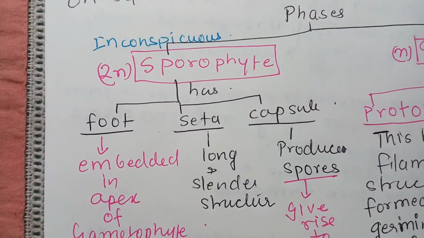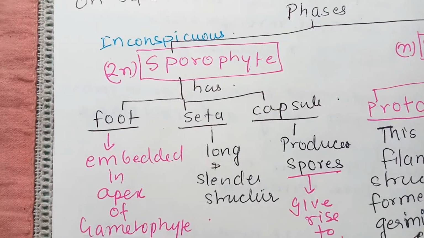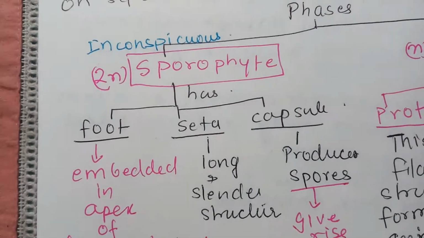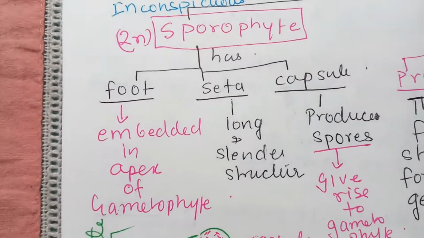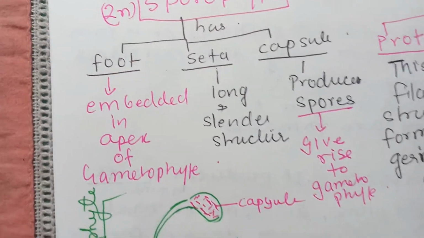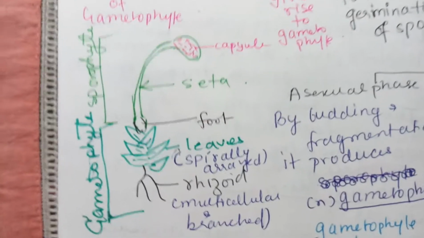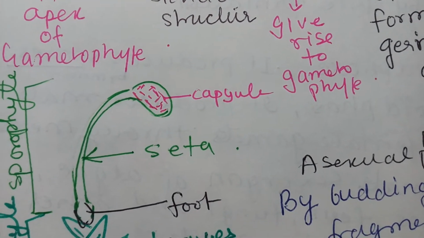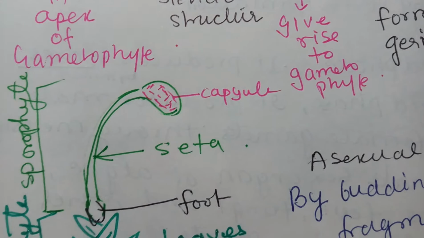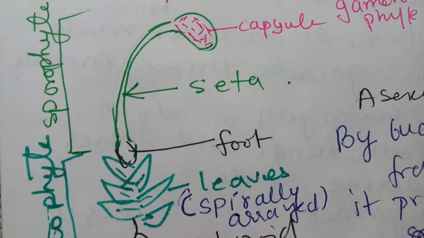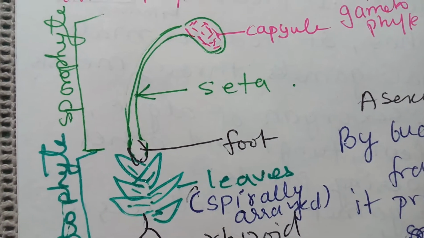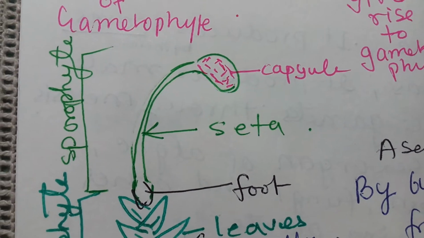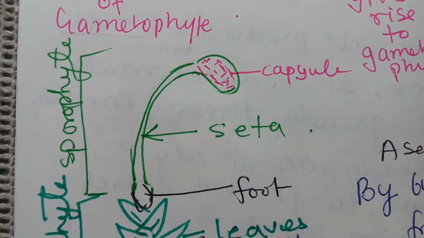Now if you look at the structure of a sporophyte, it is divided into three different parts: foot, seta and capsule. The foot is embedded in the apex of the gametophyte. Over here first you look at the diagram. This is the capsule which bears the spores, and spores are released from the capsule at a suitable time. This slender structure is called seta, and this is the foot. This particular structure is called the sporophyte.